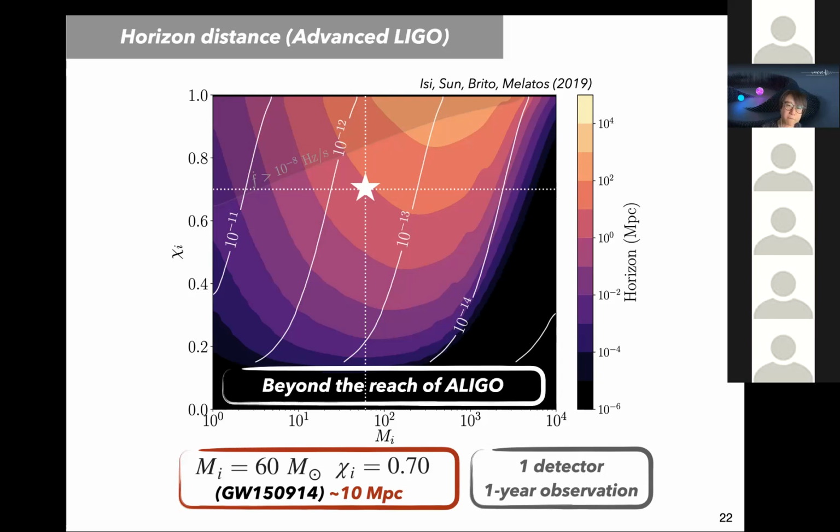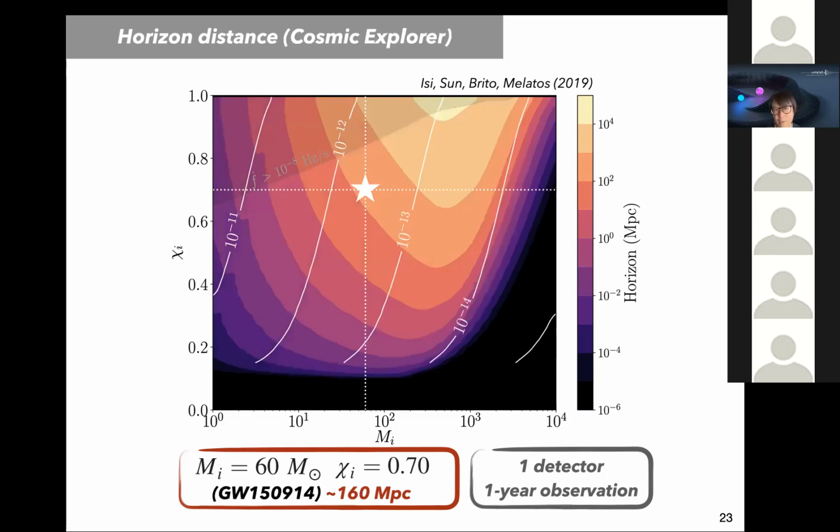But things will be very different if we have future generation detectors, the next generation detectors, which are being planned and designed. Cosmic Explorer is expected to have an arm length of 40 kilometers. That is 10 times the arm length of Advanced LIGO. Then for the same event, we can reach 160 megaparsec, still assuming one detector and 1 year's observation. And of course, we can reach further by using more detectors and observing longer. And that will become reachable.